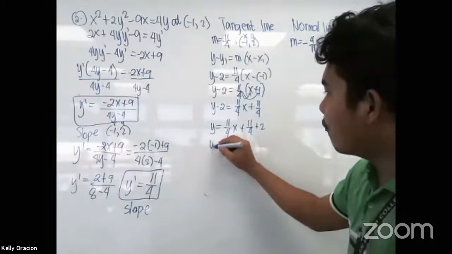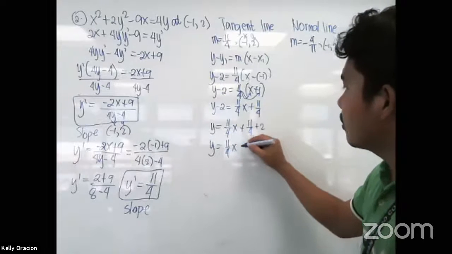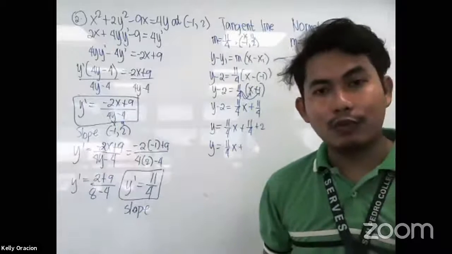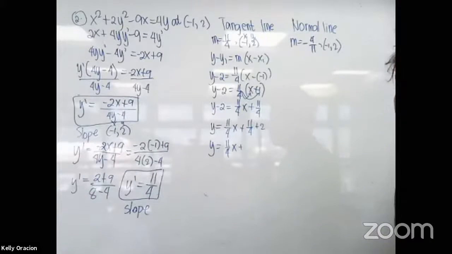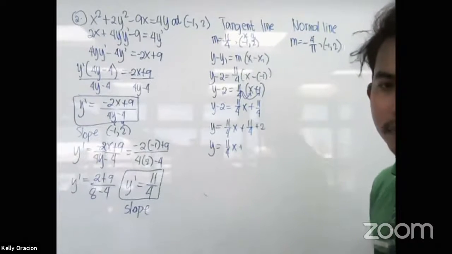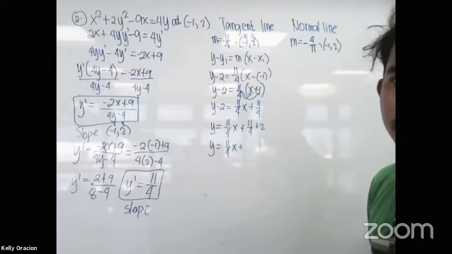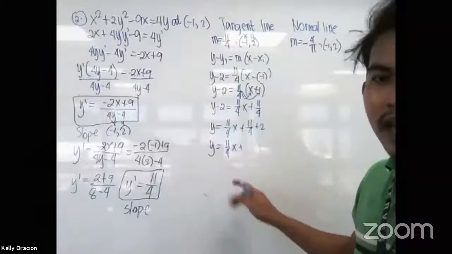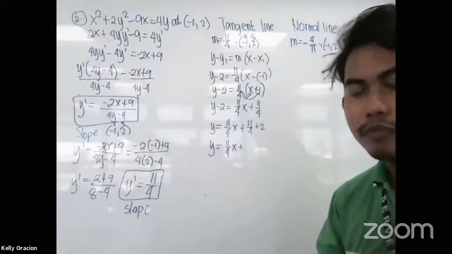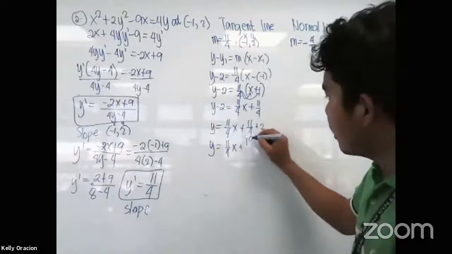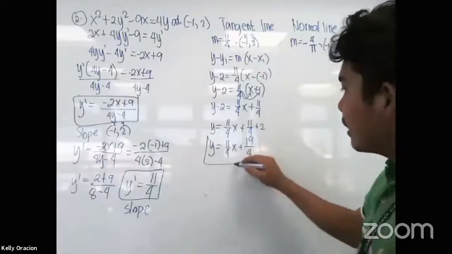Then you will have 11/4 x. What's the answer of this one? Yes, Benz, what's the answer? 11/4 plus 2. What's the answer? Tulog si Benz. Oh my God. Okay. What's the answer, by the way? 11/4 plus 2. 19/4, sir. Okay, thank you. It's 19/4. And this is your answer.